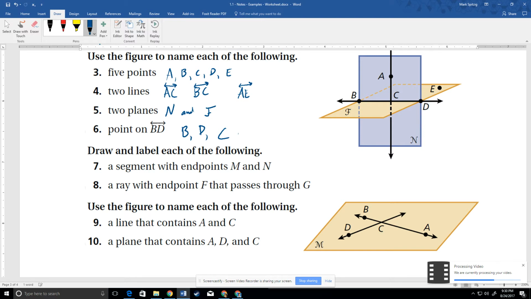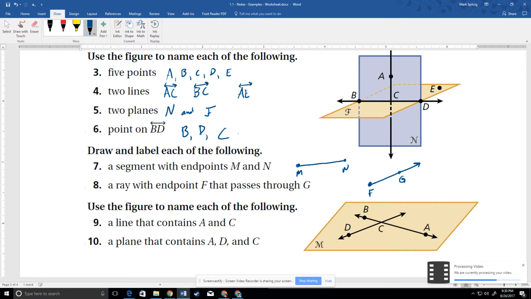Okay, so draw and label each of the following. A segment with endpoints M and N. So we have M, N as another endpoint. There we go. A ray with endpoint F that passes through G. All right, endpoint F passes through point G.